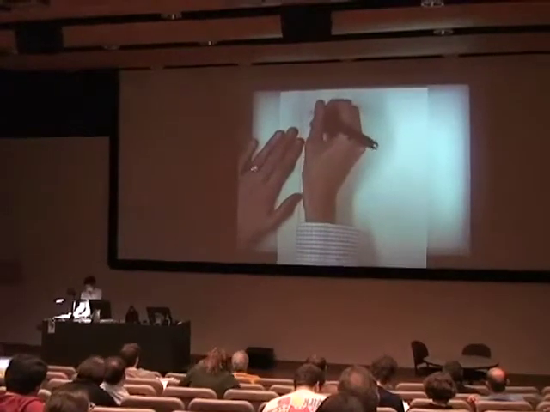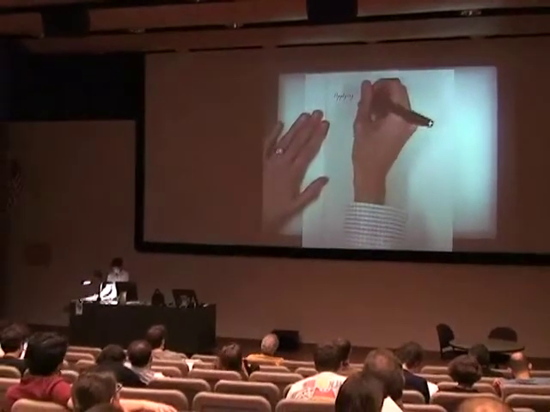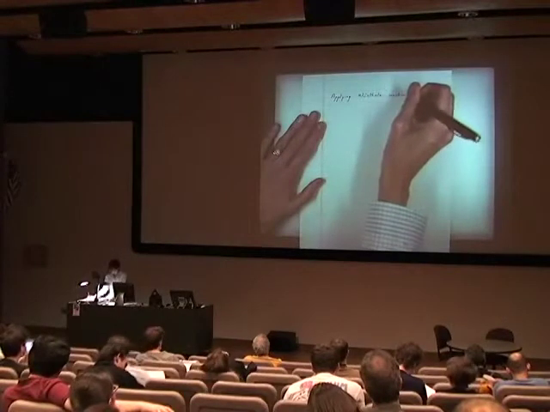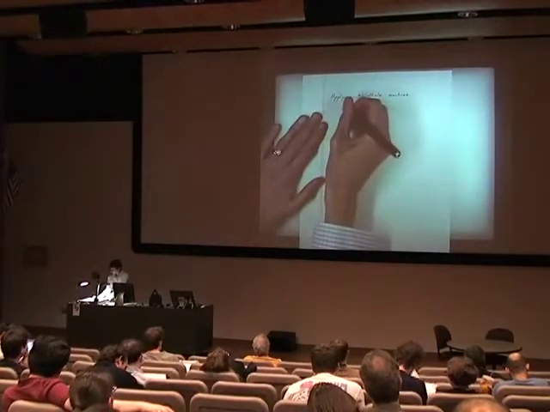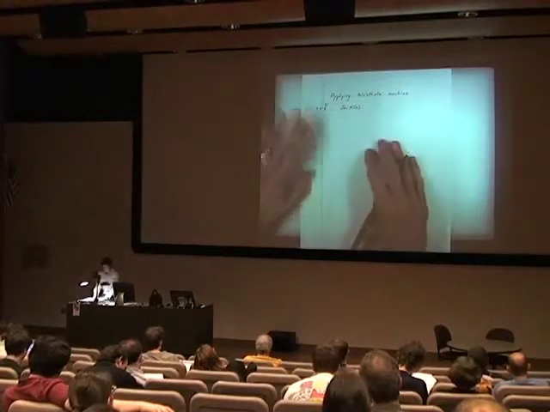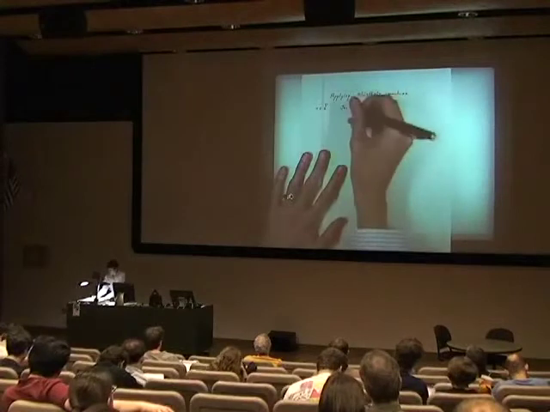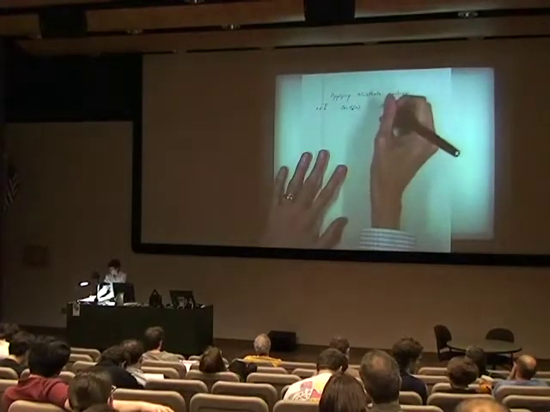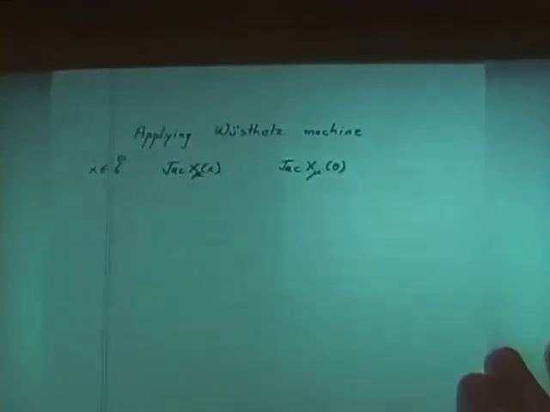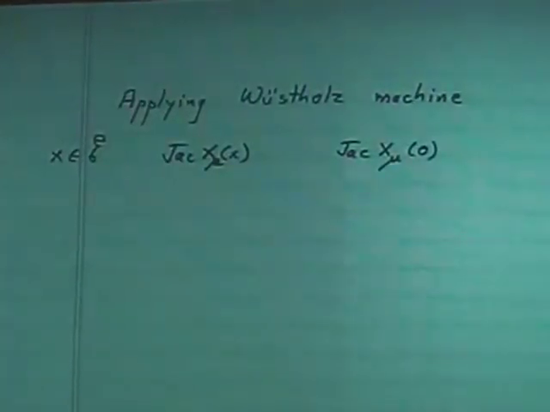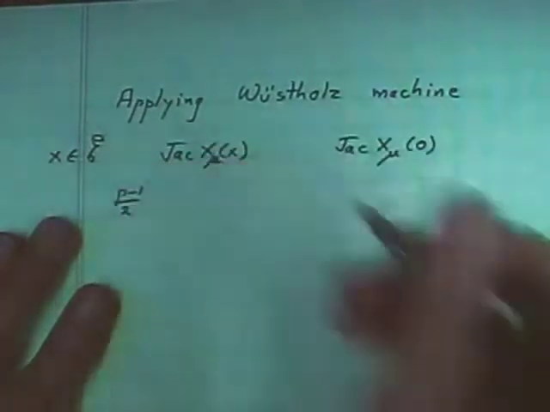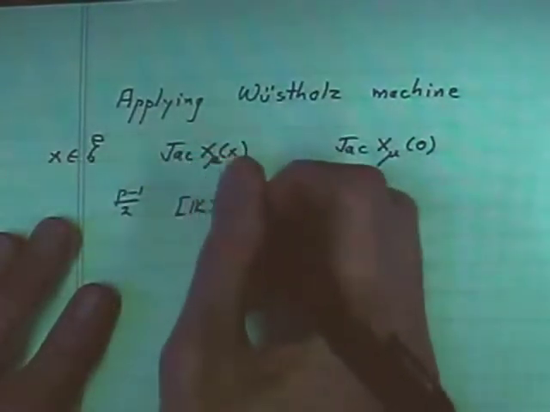So applying Wüstholz's machine that I talked about in my second lecture, if X is in the exceptional set, the Jacobian of x mu x has to share, up to isogeny, a simple factor of this Jacobian. And so what one can show is that this Jacobian turns out to be of dimension p minus 1 over 2, and the degree of the cyclotomic field is p minus 1.